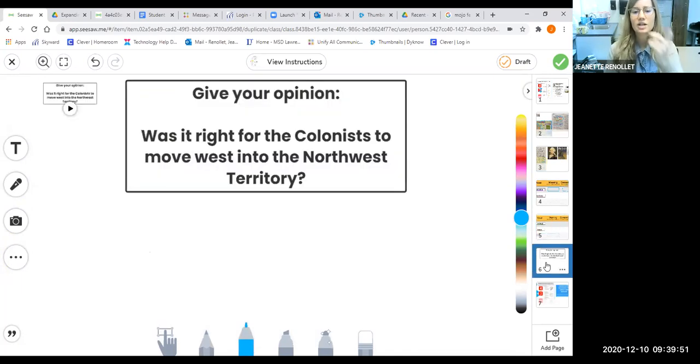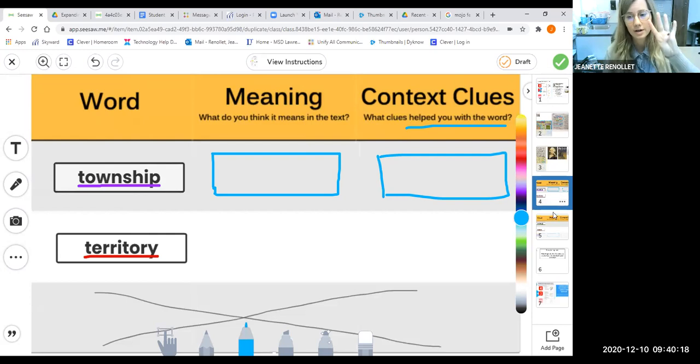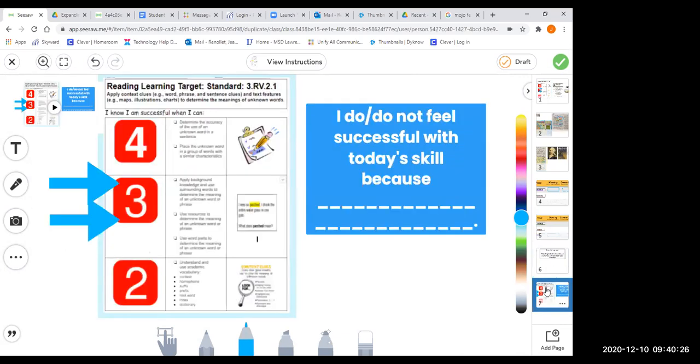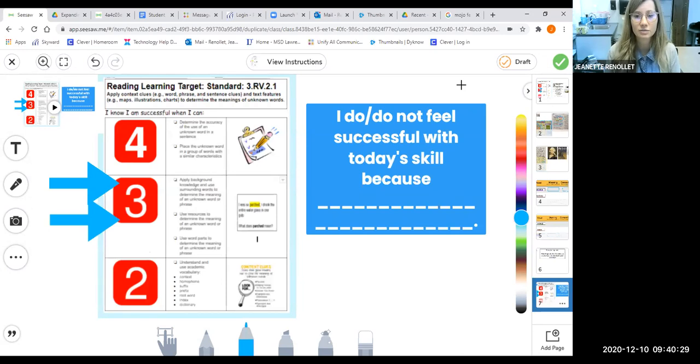And then here's an opinion question on slide 6. It says, give your opinion. Was it right for the colonists to move west into the Northwest Territory? There is not a right answer to this, boys and girls. It's your opinion. So your job today is to do slides 4, 5, and give your opinion on slide 6. When you're done, you will reflect on your success with today's skill.